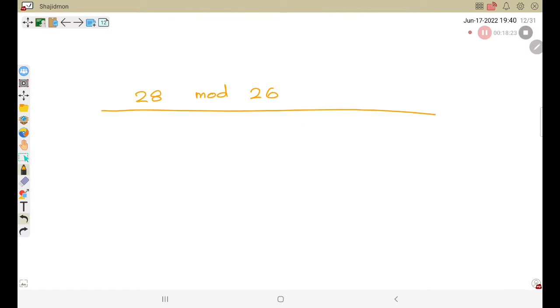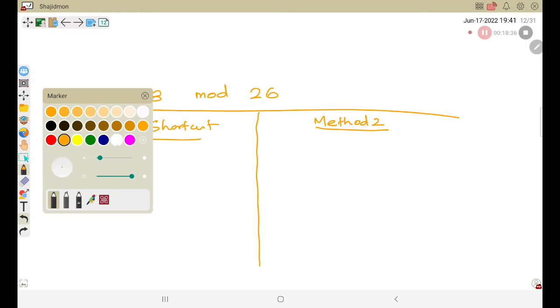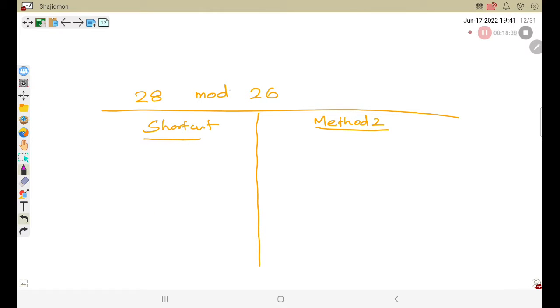To find this we have two methods. One is the shortcut method, and the second one is the actual way. Method 2 is the actual way, which we studied in section 4.2. What is the meaning of mod? Mod means the remainder. We need to calculate the remainder.